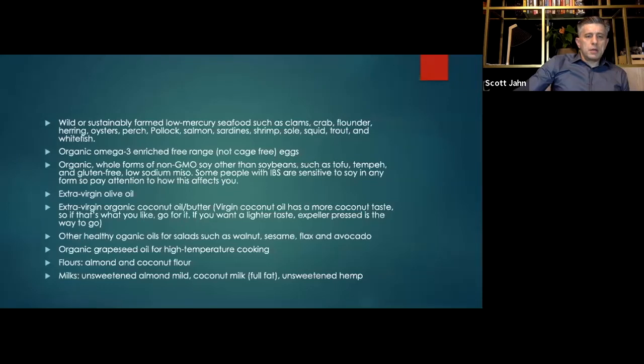Okay, so non-GMO soy, other than soybeans. All right. And we talk about extra virgin olive oil. It's just a good oil. I wouldn't cook in extra virgin olive oil because it's got a low smoke point, which means it breaks down with high heat. Coconut oil or avocado oil are much better for cooking. Then other healthy organic oils for salads are walnut, sesame seed, flaxseed, and avocado. Organic grapeseed oil for high temperature cooking is another good one.